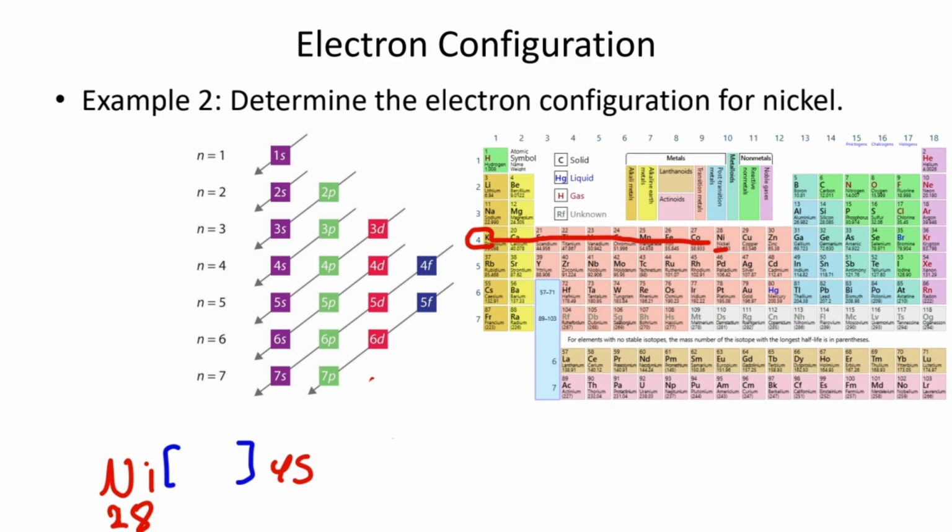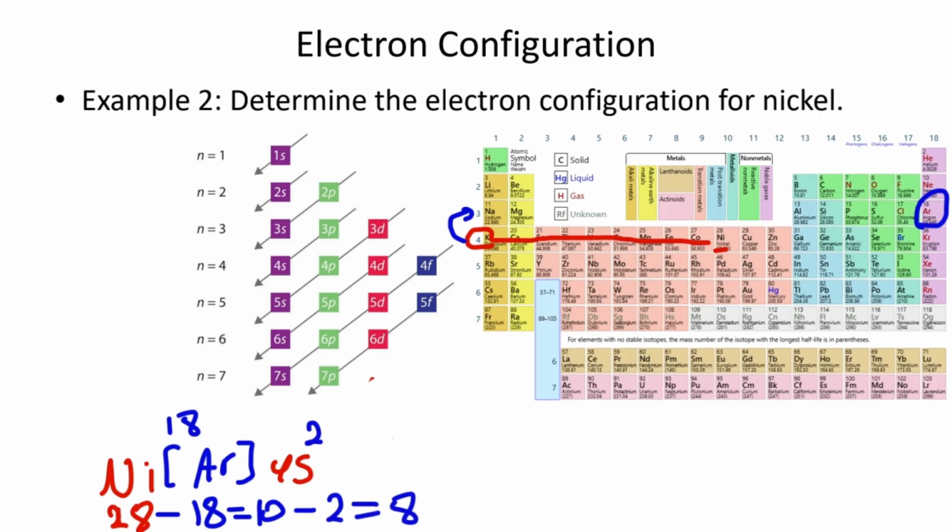So we are going to the previous period, which is period number 3. We are going to the last element, which is Ar, which is the noble gas. It is Ar 18. It holds 18 electrons. So we are going to subtract the 18 electrons from the number of electrons we have. So minus 18, which is equal to 10. Then we have 4s. The 4s will hold 2 electrons, so minus 2 equals 8.